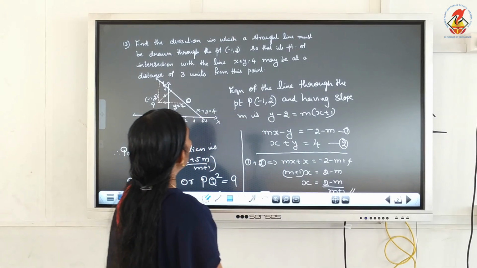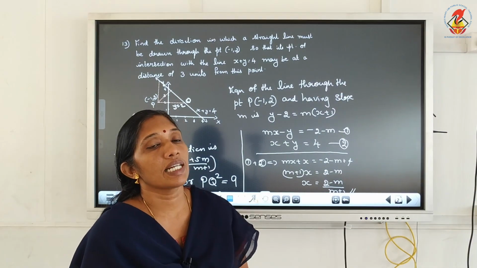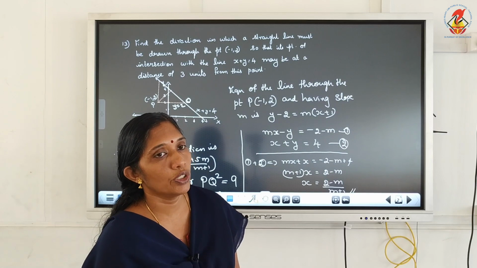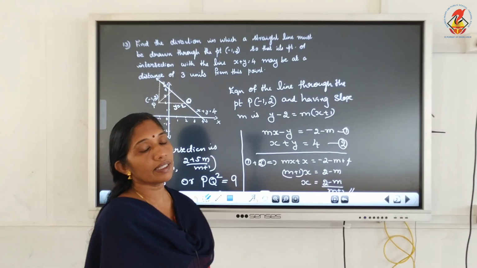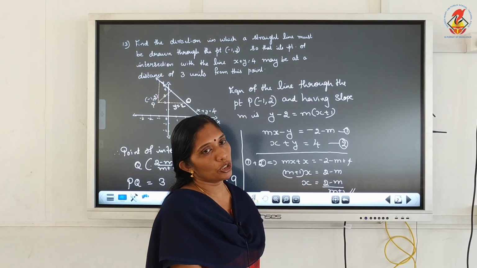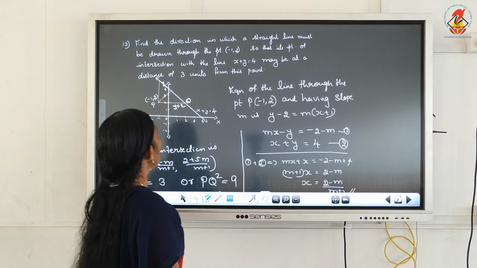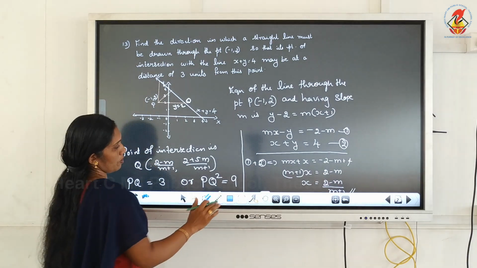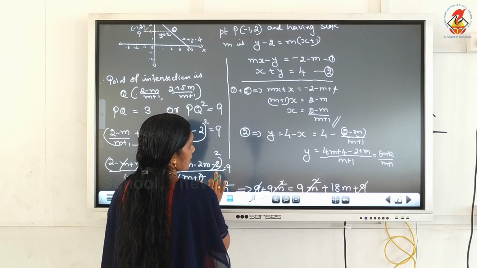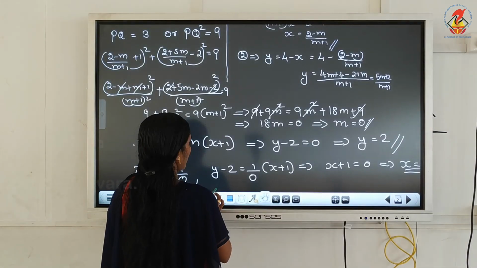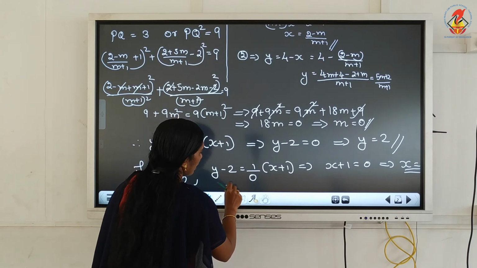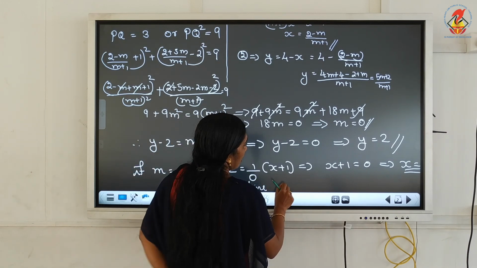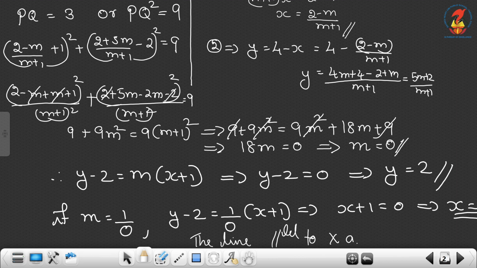Okay, so what we conclude is, the question is find the direction in which a straight line must be drawn from the point (minus 1, 2) to the line x plus y is equal to 4 such that the distance between the point of intersection and (minus 1, 2) is 3 units. So, you have to conclude that you can draw straight lines either parallel to x axis or parallel to y axis. No other case is possible. Okay. So, the question is in which direction. So, we can write the straight line either parallel to x axis or parallel to y axis. Okay.